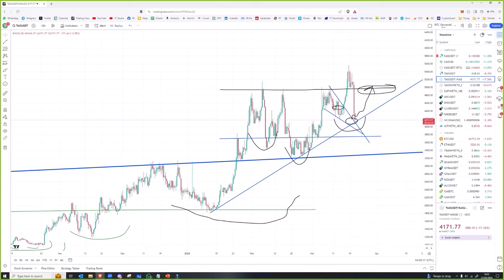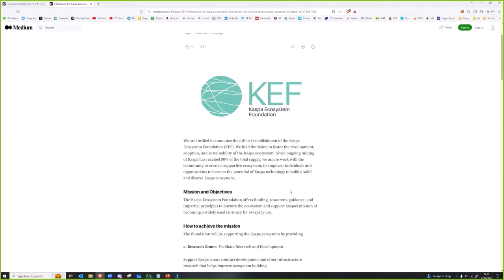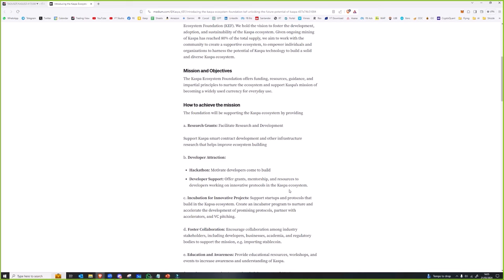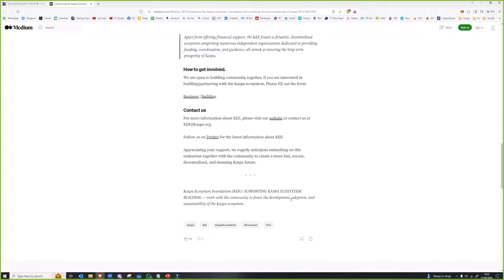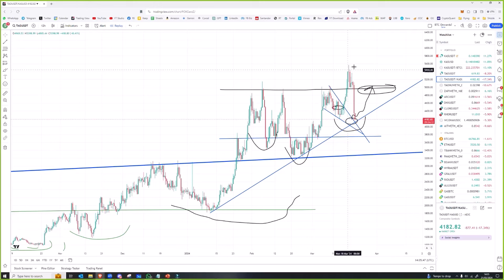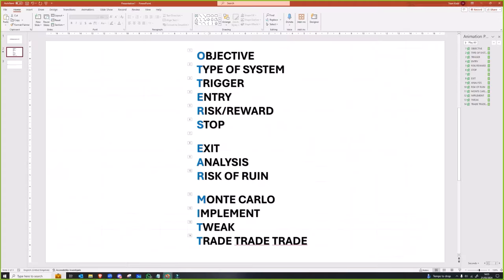Now, I think that dump was a result of the new KEF, the Casper Ecosystem Foundation, the thing that I posted out the other day. It looks like everyone's calling out for smart contracts and whatnot, so I think they're finally going, okay, fine, we'll do it. So this is their mild fluffing up until we get there. I guess that's a little example of the trigger.